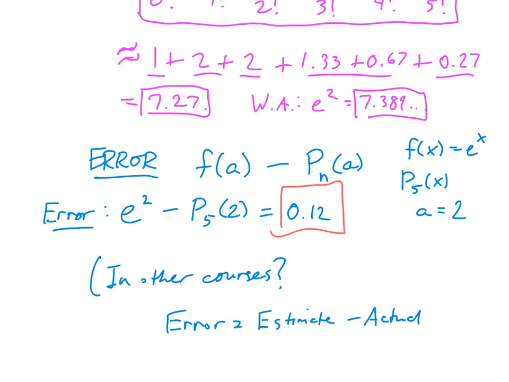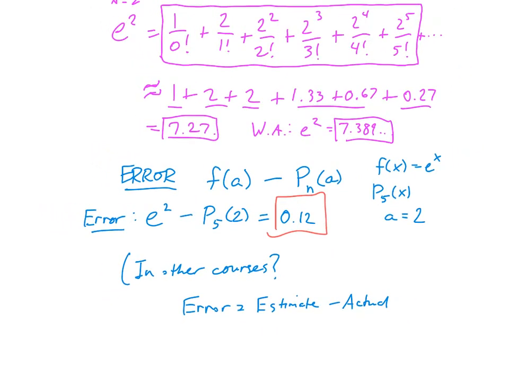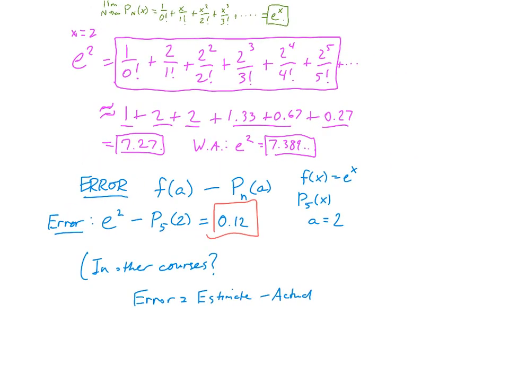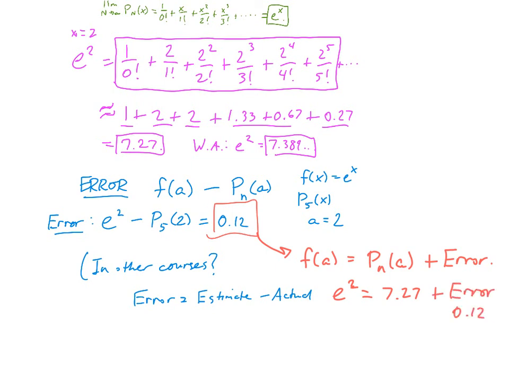The reason for doing that is that I want to be able to say that the actual value of the function at A is equal to the nth Taylor polynomial at A plus this error term. So in this case, the actual value of e squared is equal to my estimate, which was 7.27, plus this error, which in this case was about 0.12.